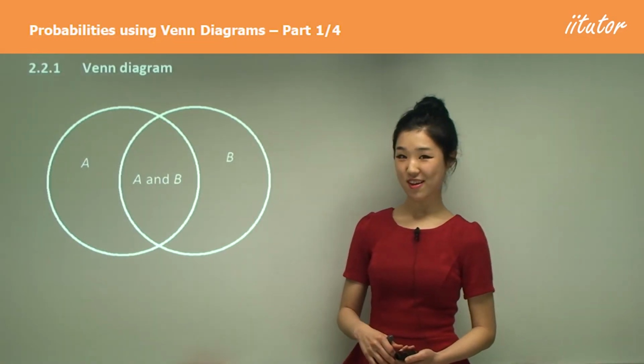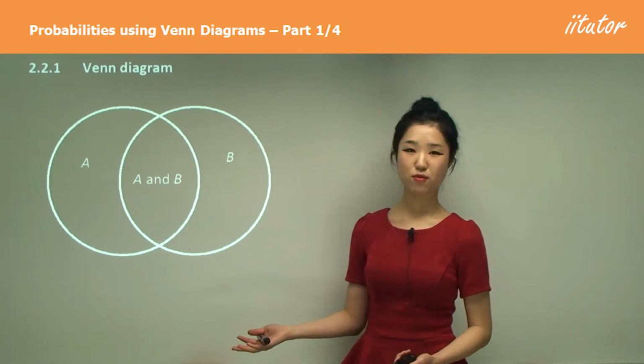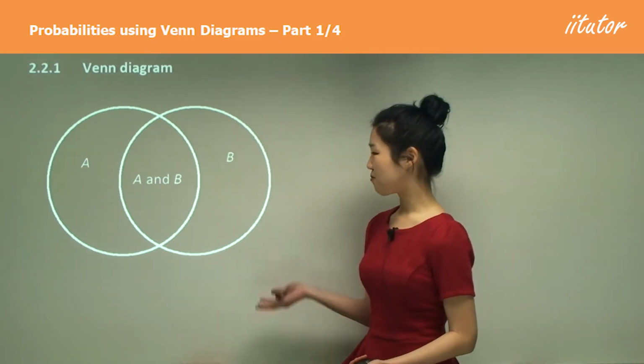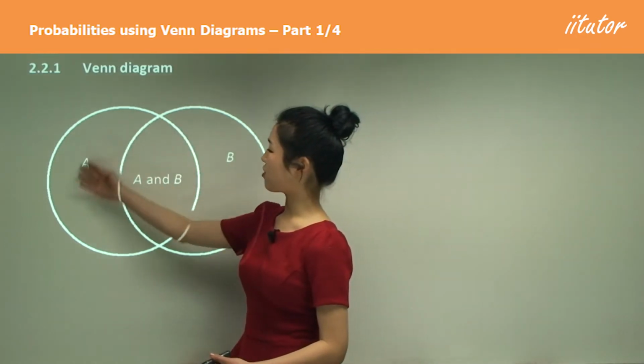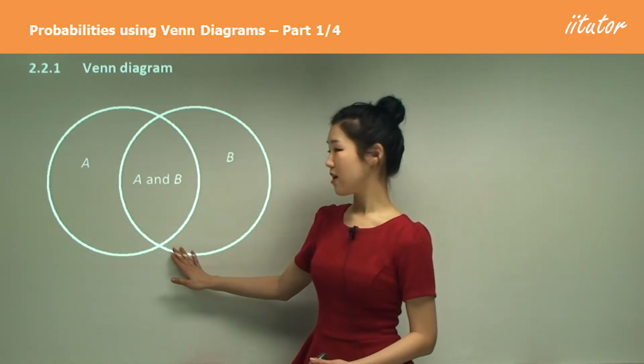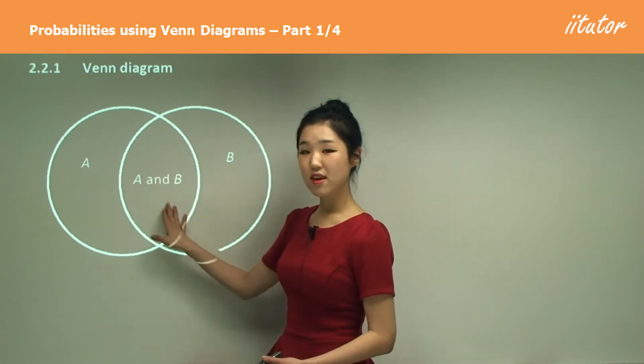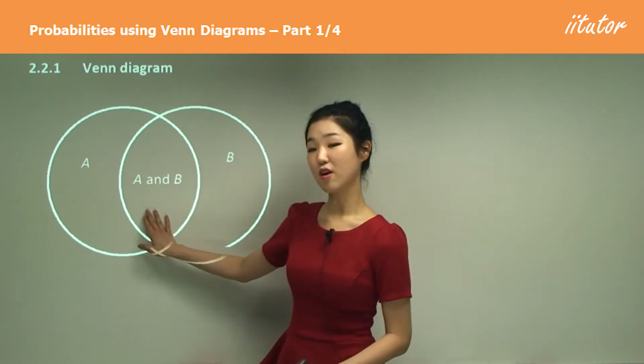Starting with the Venn diagram. You may have already heard of this before in your junior years. Venn diagrams simply look like this, and it has two circles that overlap with each other. And the overlapping part is where both A and B are common.